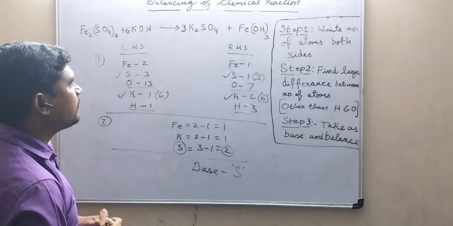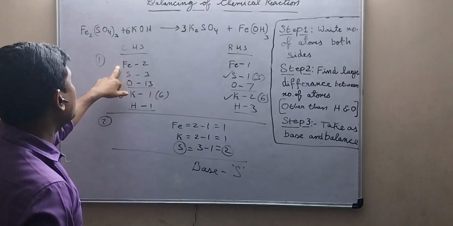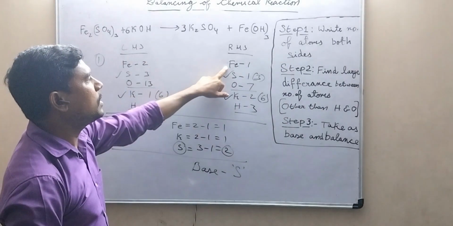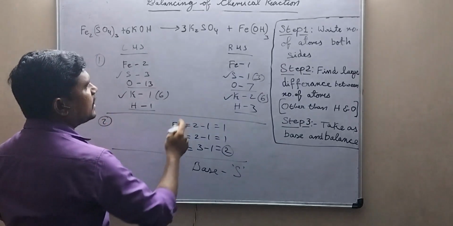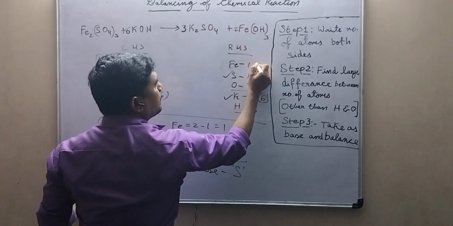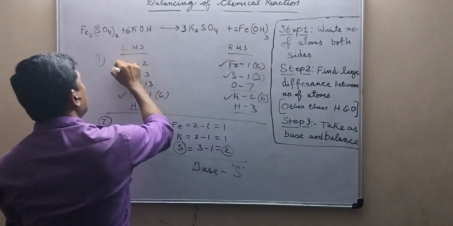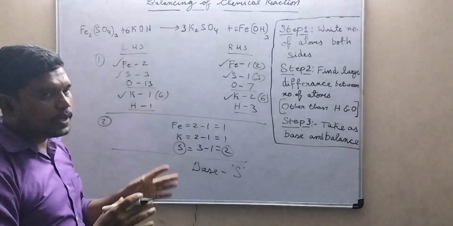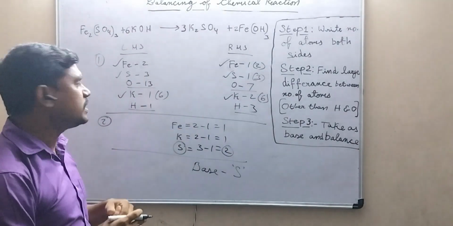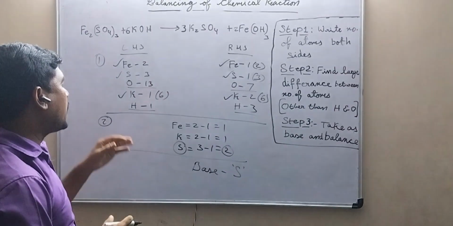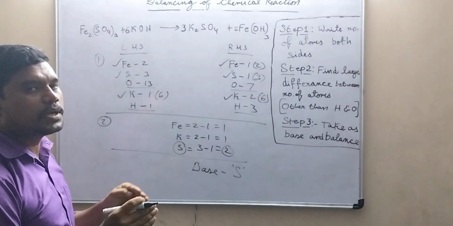Now come to the Fe, iron. Fe 2 on one side, 1 on other side. So to balance it, I have to take 2 here. Fe is also balanced. Please check once after balancing the remaining atoms, the hydrogen and oxygen may be automatically balanced.